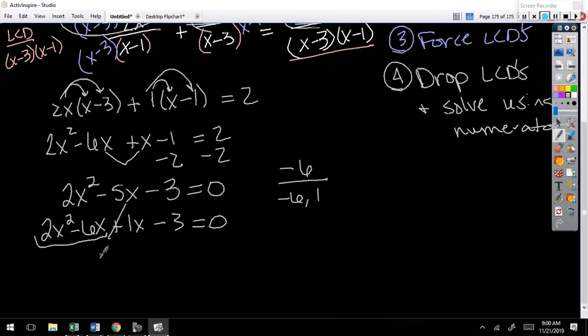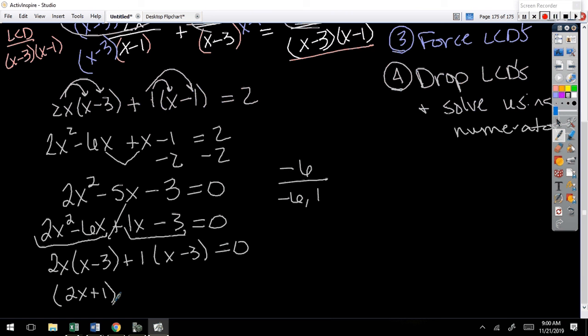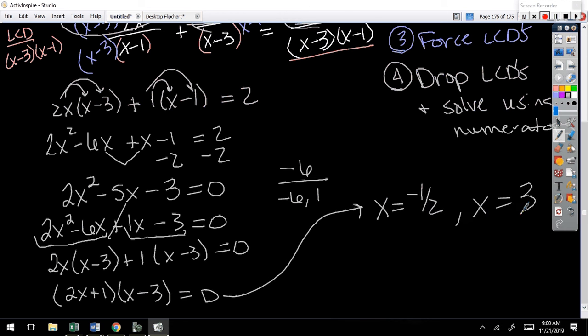All right, so what can you take out of the first two? 2x. What's left? What can you take out of the second two? What's left? What does it look like factored? The goal was to solve. So what are my solutions? I should have two. Negative 1/2 and positive 3, because I got 2x plus 1 equals 0 and x minus 3 equals 0.